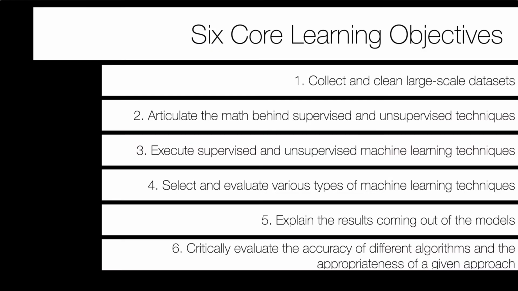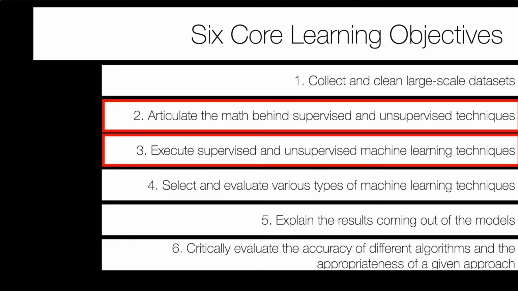First, to talk about where we are in the broader course, recall that there are 6 core objectives for what we want to do. We want to be able to collect and clean large data sets, talk about the math behind different kinds of learning techniques, etc. Here, though, we're going to talk specifically about math behind unsupervised techniques, and give some insight about how we can execute some of the core or standard kinds or touchstone kinds of unsupervised machine learning techniques.